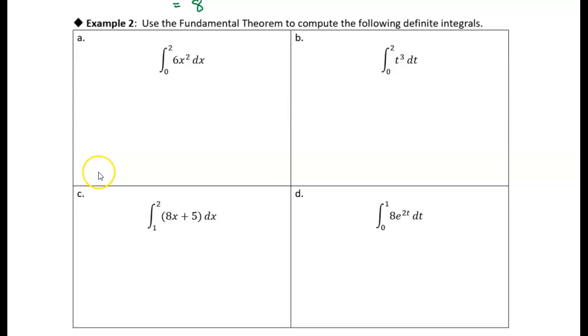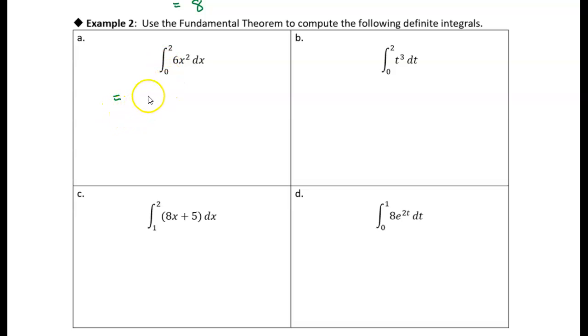All right, so hopefully you've had a chance to try these on your own. Let's take a look at the first one. The first thing we need to do is just find the antiderivative, right? We're just going to take that antiderivative and evaluate it between 0 and 2.